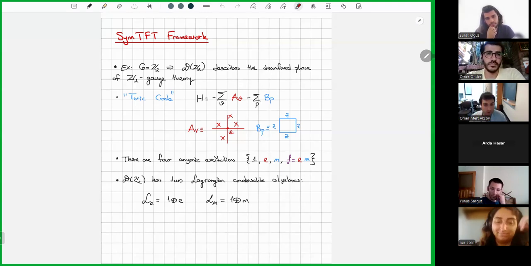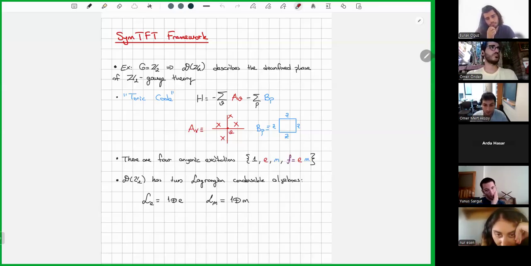Another way of looking at it is that it's a model of constraints, essentially. Because there's a minus sign in front of these terms, the ground state space is given by all the A_Vs and B_Ps set to 1. Notice that if you square one of them, you get +1, so their eigenvalues are +1 or -1. So the ground state subspace is determined by setting all of them to be +1.